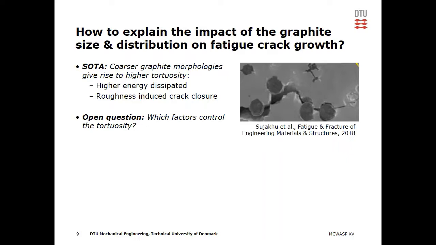the fatigue crack growth. It is commonly accepted that coarse graphite morphologies give rise to a crack path with a high tortuosity, and this means higher energy that is dissipated and eventually means that the crack slows down. So the point which is still not clear is actually which factors control the tortuosity of the crack.